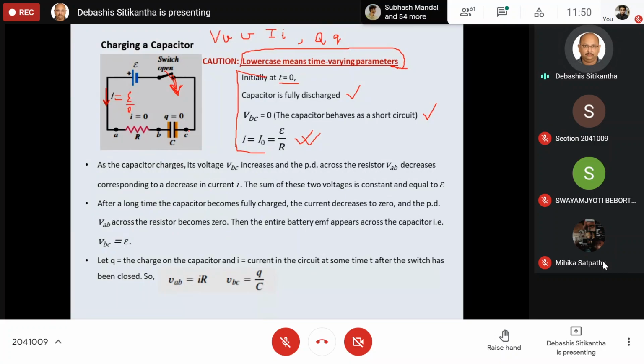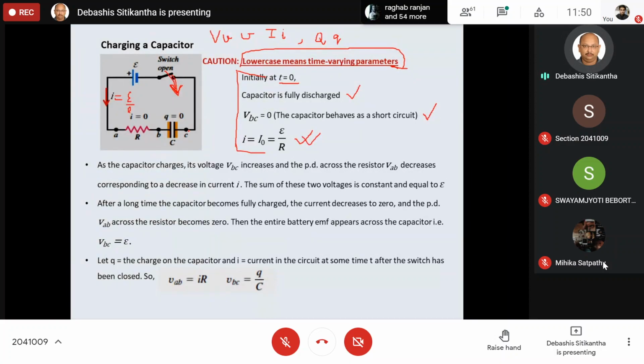Now, after some time, what will happen? The voltage across the capacitor will start increasing. Why will it increase? Because the transfer of charge has taken place. When the transfer of charge is taking place, there is a development of voltage across the capacitor. Similarly, there will be repulsion of electrons at the negative terminal, so i will start decreasing.